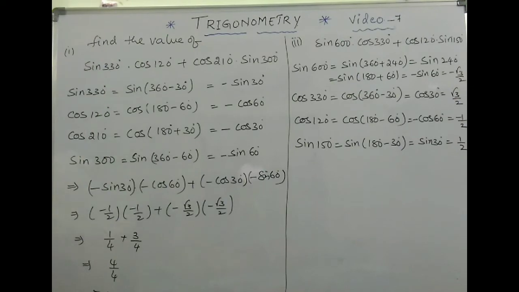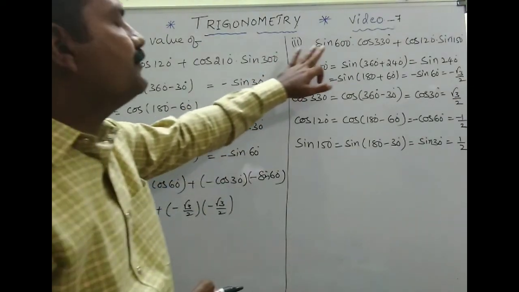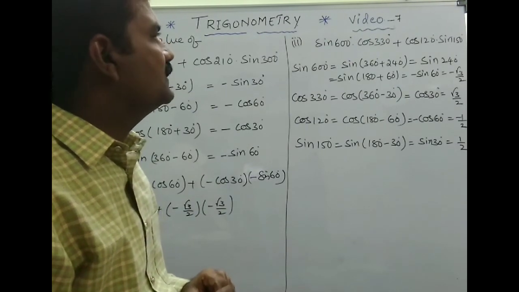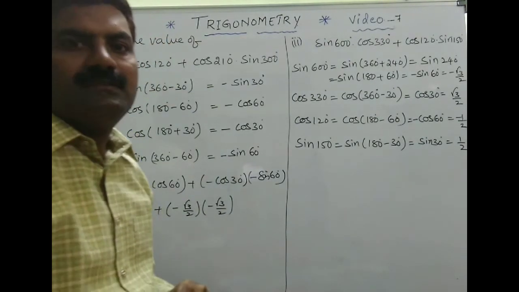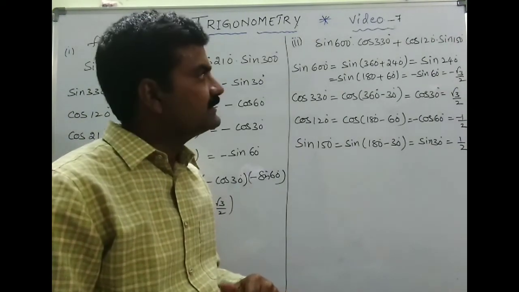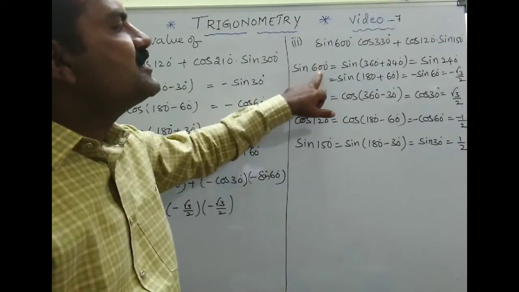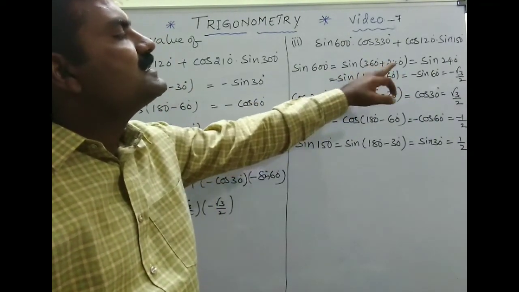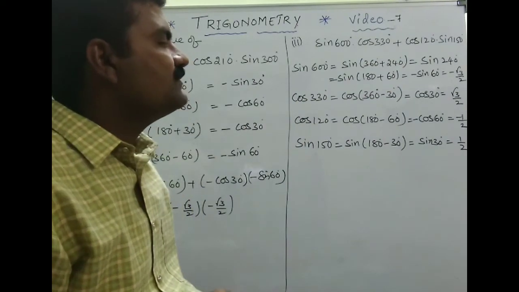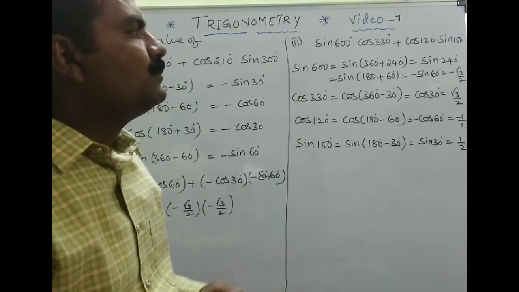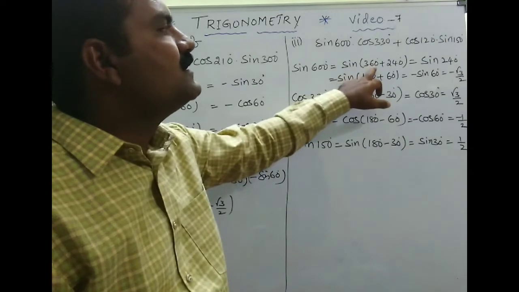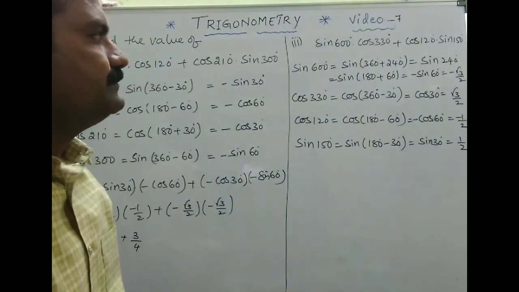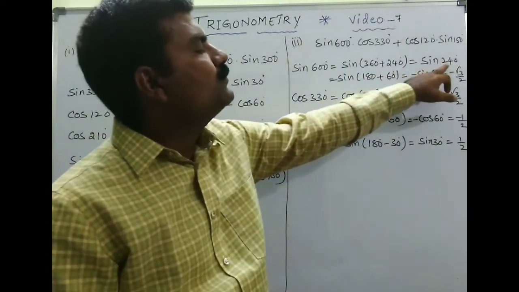Coming to question number 2, find the value of sin 600 degrees into cos 330 degrees plus cos 120 degrees into sin 150 degrees. Especially for 600, I want to write it as 360 plus 240. This is just like 360 plus theta, which is in the first quadrant where all are positive. Because of 360, there is no change in the trigonometric function, hence this is nothing but sin 240.